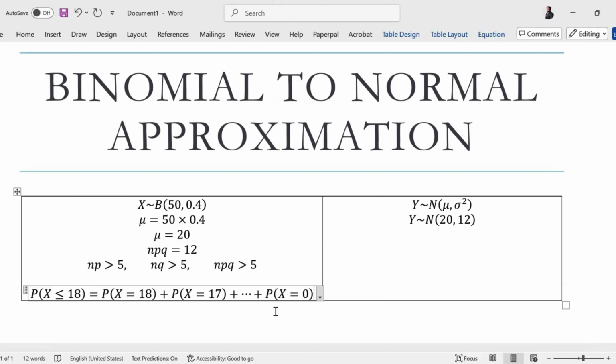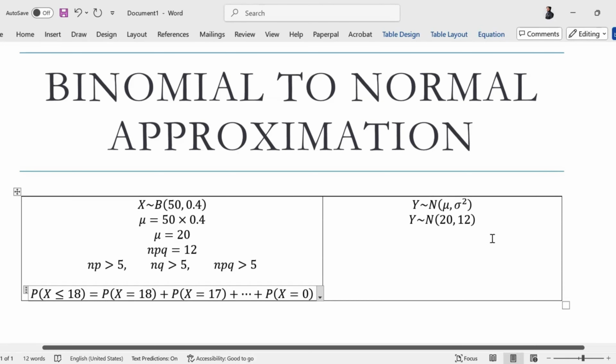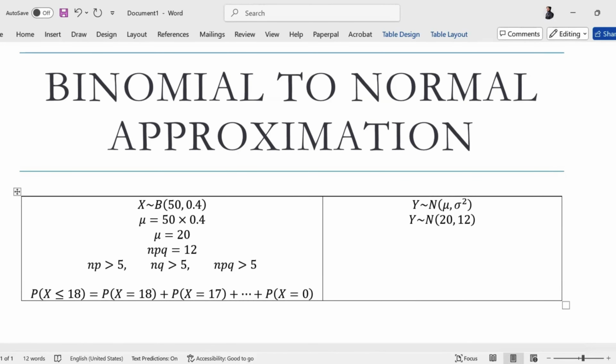So if I want to solve the same question by approximating this binomial distribution as a normally distributed variable, I will have to do something called continuity correction. And how will I do that? If I wanted to do this binomially, I would start from 18 and go all the way back to 0. There is an easy tool, an easy phrase that I tell students: take half extra.